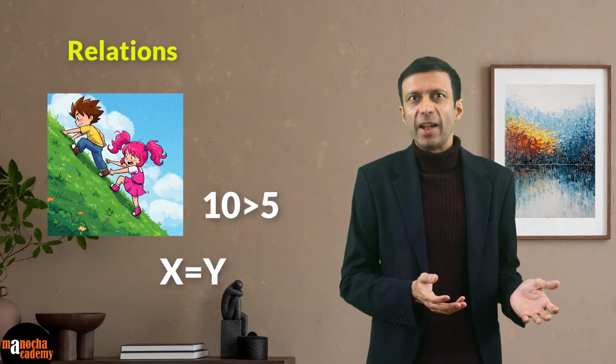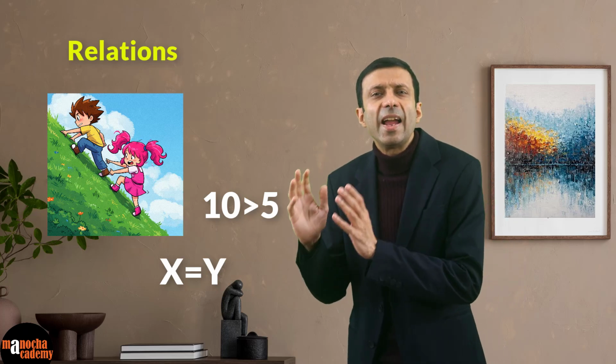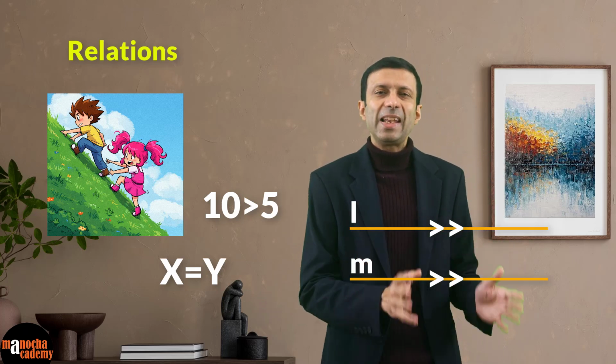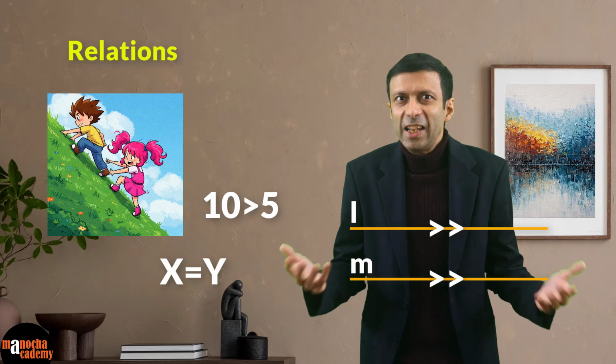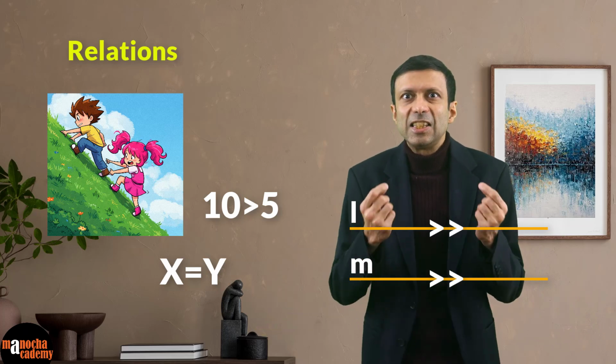We use relations all the time in our everyday lives. For example, relations like Jack is a friend of Jill, 10 is greater than 5, X is equal to Y, or line L is parallel to line M. These are all relations. A relation can describe the connection between two people, two numbers, or any two objects.